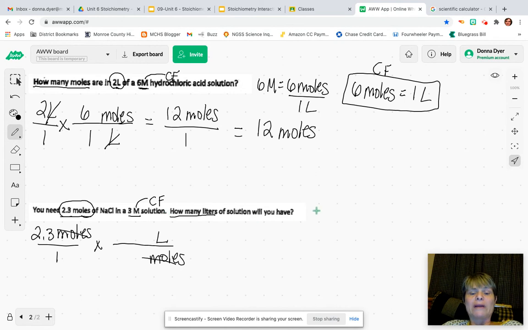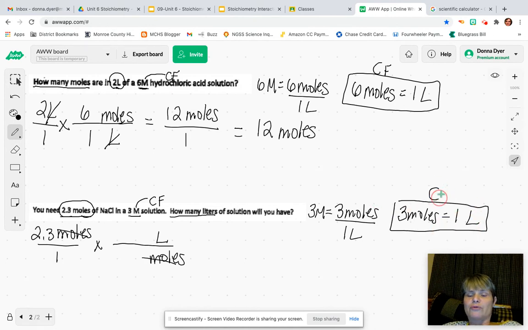So we have 3 molar. So 3 molar for this solution means there are 3 moles in 1 liter of this solution. So what that tells us is that 3 moles is equal to 1 liter for this solution. So that is our conversion factor. 3 moles is equal to 1 liter. So now we have our conversion factor. We can substitute the numbers into our problem. 3 in front of moles in the conversion factor, 3 in front of moles in our problem. 1 in front of liter in the conversion factor, 1 in front of liter in our problem.